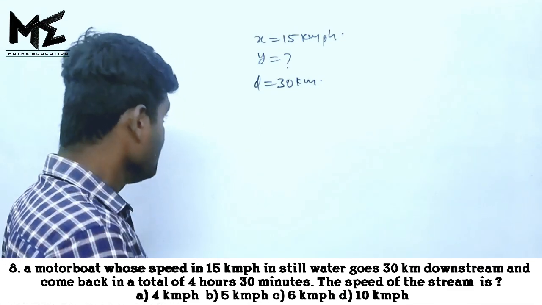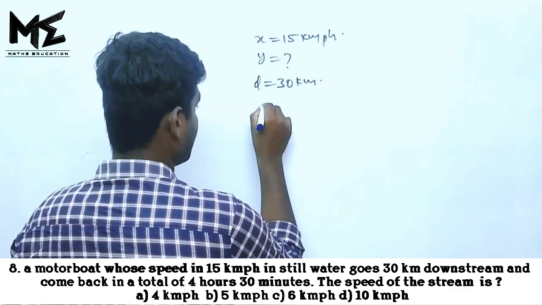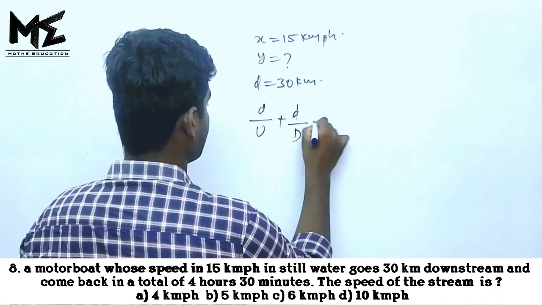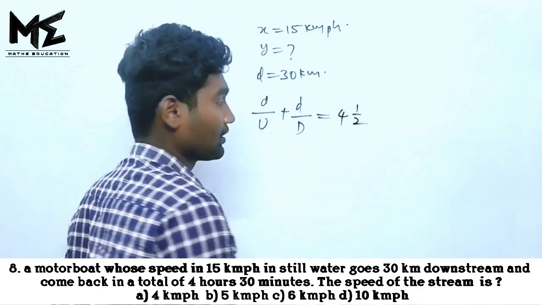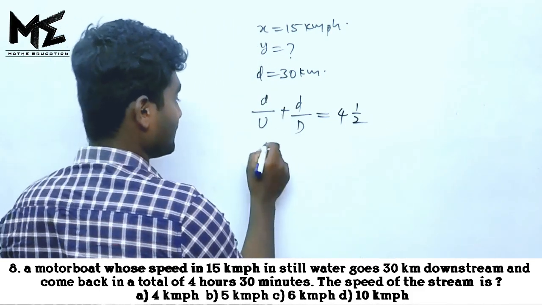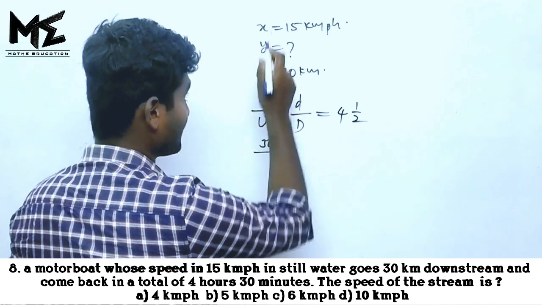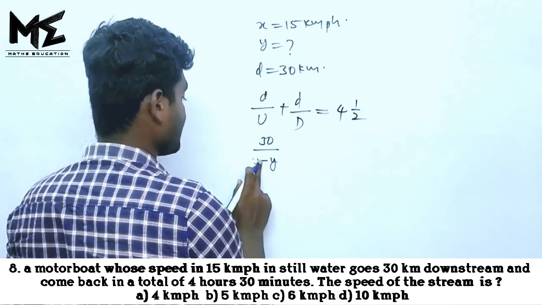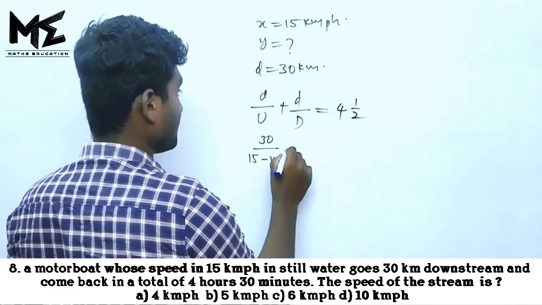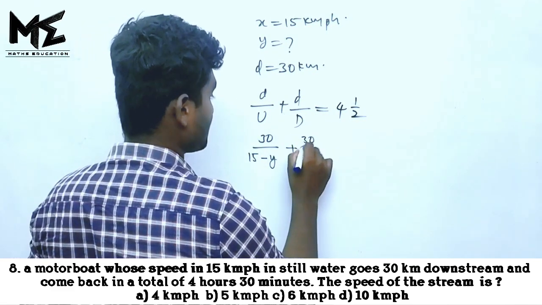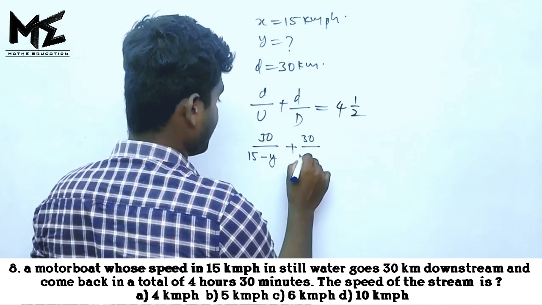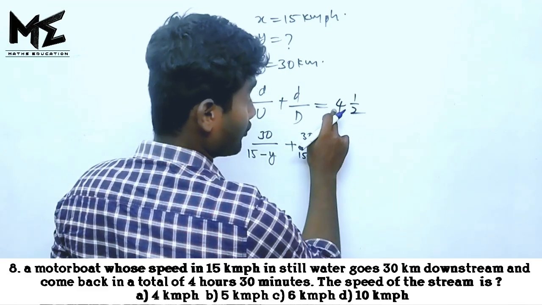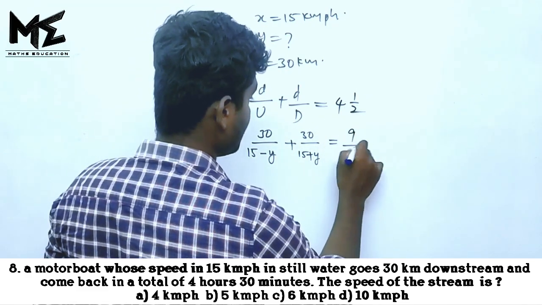So d by upstream plus d by downstream is 4 and a half hours. So 4 mixed 1 by 2. Distance we have 30 kilometers. 30 by upstream, we can write x minus y, but we have x value is 15, plus distance d is 30 by x 15 plus y, which is equal to 4.5 hours. 2 4s are 8, 8 plus 1 is 9 by 2.